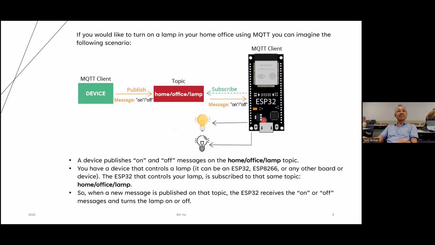So now, the two lines are under the topic? No, they are under the client, but controlled by the message from the other device on the left. So this device wants to turn on the lamp, so it sends an "on" message to the topic. This client has already subscribed to this topic, so it receives "on". Then it will turn on the light.